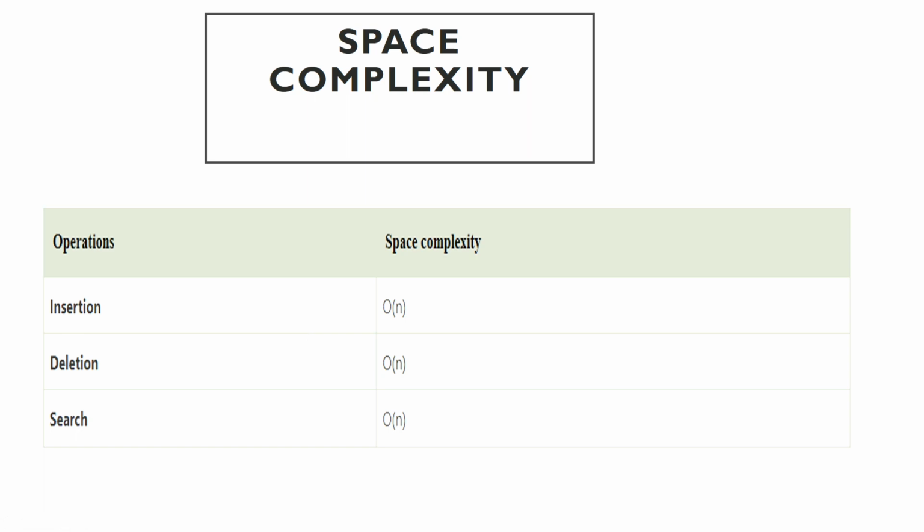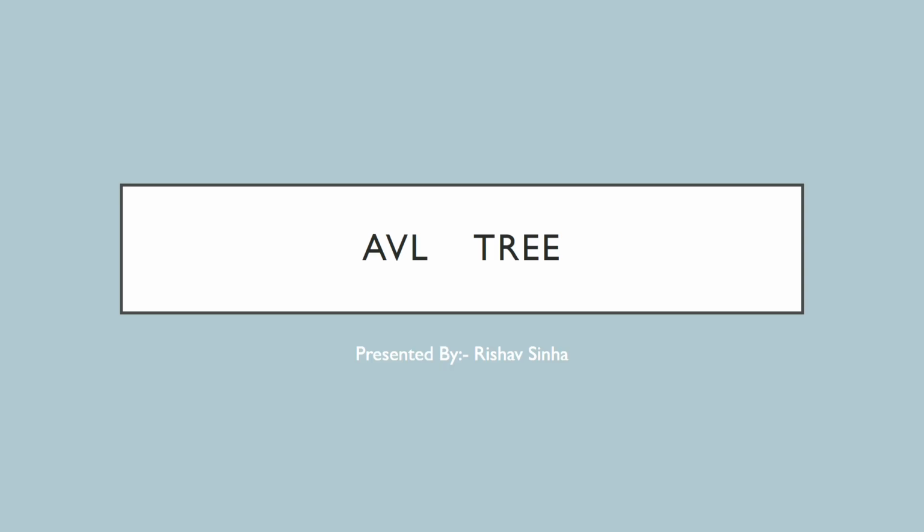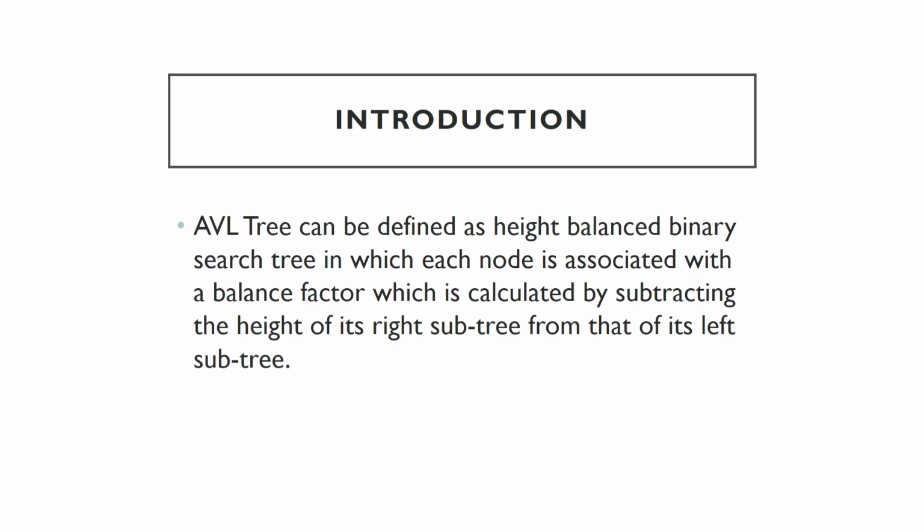So now we will come to the AVL tree. After the AVL tree, we will learn about the B tree and B+ tree, so two trees are remaining right now. So what is an AVL tree? First of all, I must say that the AVL tree was invented by G.M. Adelson.